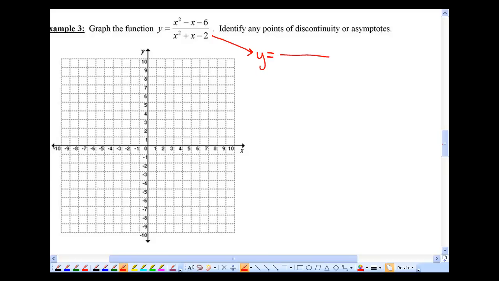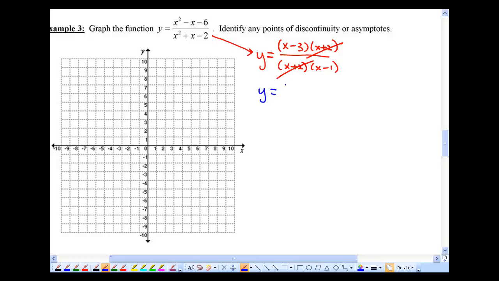Factoring the numerator. Two numbers that multiply to negative 6 and add to negative 1. How about negative 3 and positive 2? Same thing with the bottom. Two numbers that multiply to negative 2 and add to 1. How about x plus 2 and x minus 1? Ah, common factor. Bam, bam.